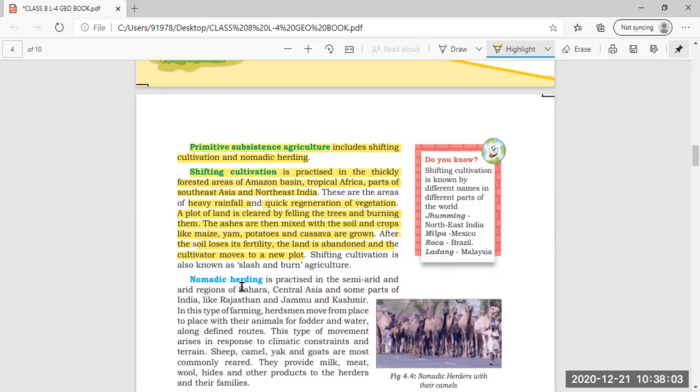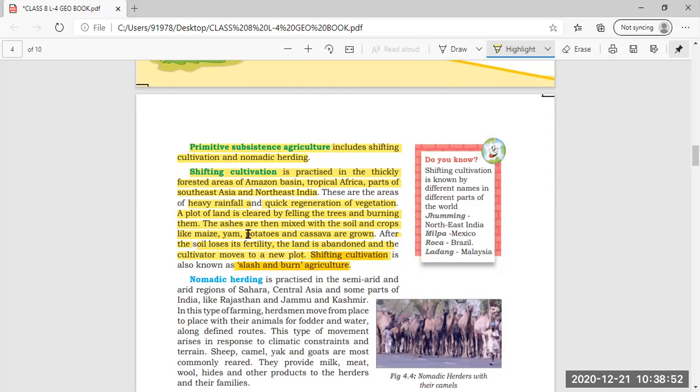Shifting cultivation is known as slash and burn agriculture. So which cultivation is also called slash and burn agriculture? Shifting cultivation is also called slash and burn agriculture. Clear? So why is it called slash and burn agriculture? I had already made it clear in this paragraph that first the plot of land is made clear by cutting down the trees grown over there, they are burnt, and the ashes are used to grow the crops. The ashes are mixed in the soil to grow maize, yam, potatoes, cassava, and these crops are grown in that particular soil.